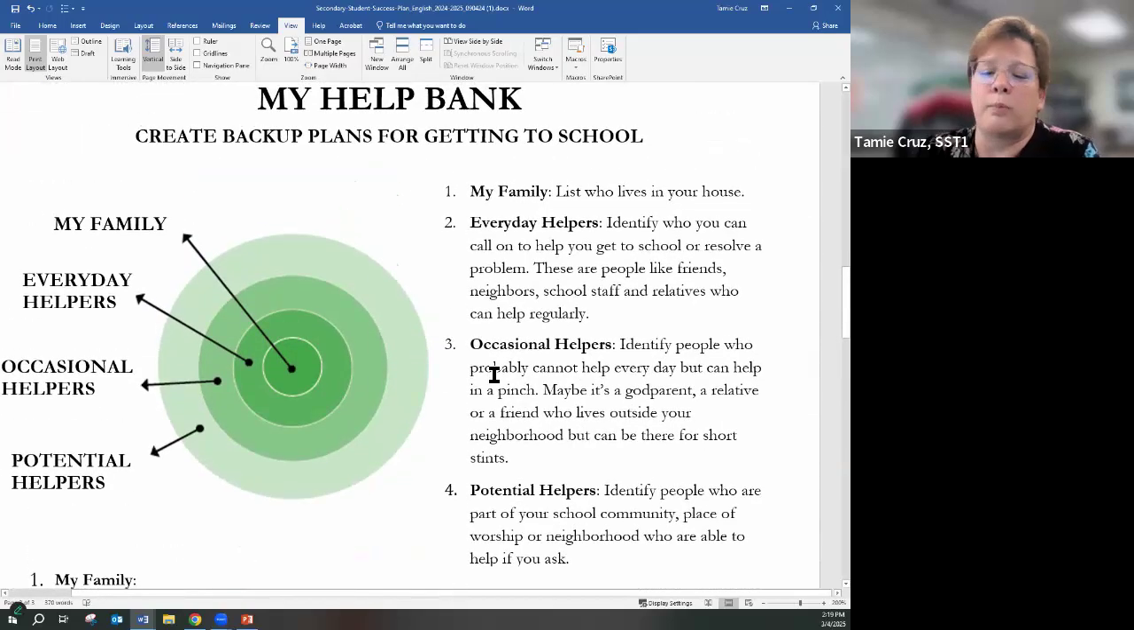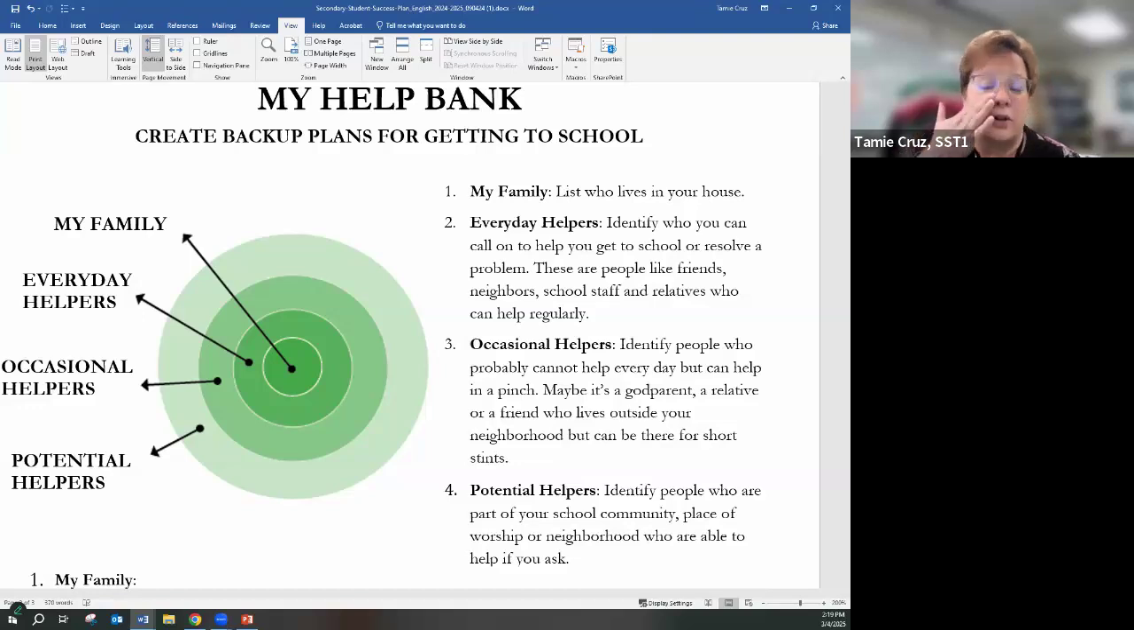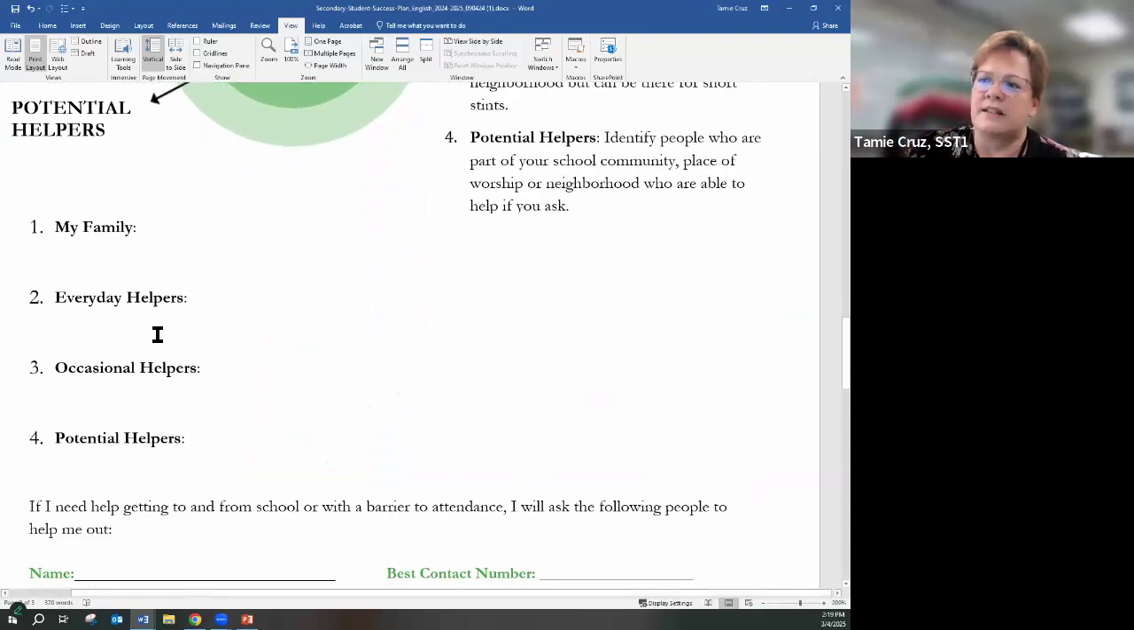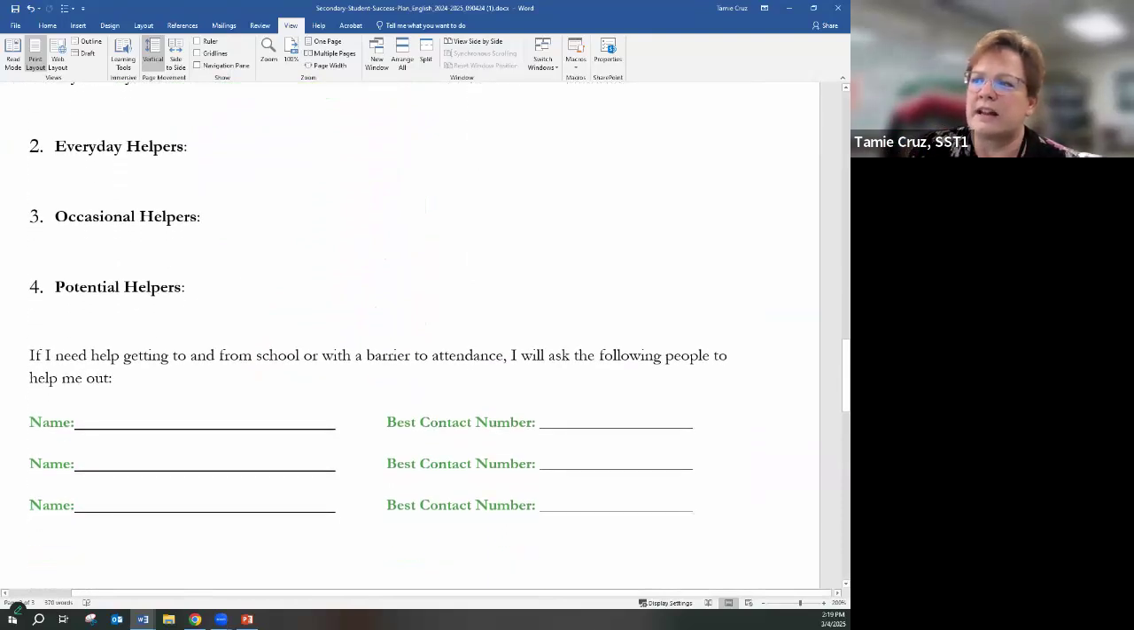Okay, and then this is a help bank, which I thought was helpful. So who's in their village? Who's in their circle of help? Okay, so family, people who live in the house, everyday people, neighbors, family members that are outside the house, etc., occasional helpers, and then even potential helpers. Like, all else fails, can we call a cab to get to school? Can we call an Uber? There are Ubers available in Toledo. Now they do cost money, so that is something to look at. But, you know, all else fails, can we call an Uber? Can we call a cab in order to get where we need to be? So they can list who's available and a contact number.